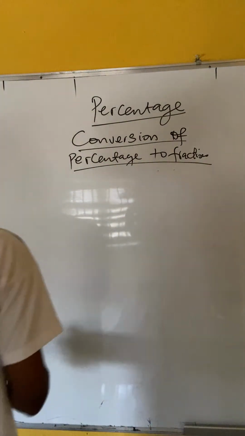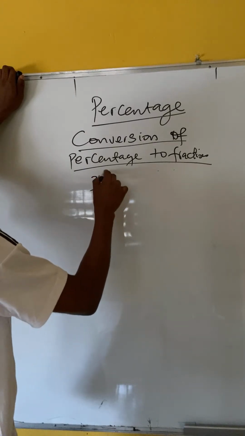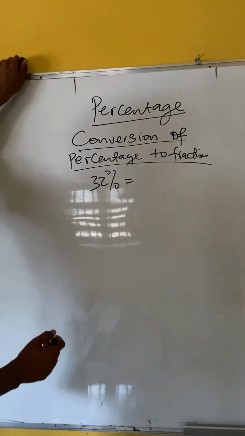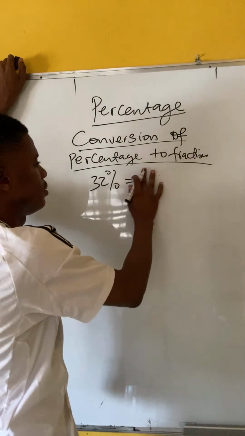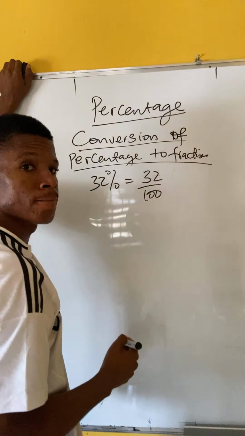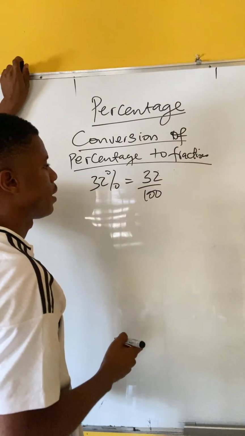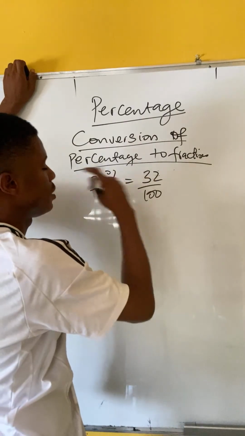So the next one we look at is 32%. If you have 32%, that's 32 over 100. Okay? Are you following? Yes. Okay, you see that?